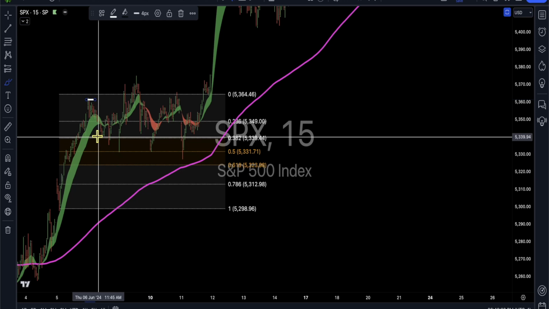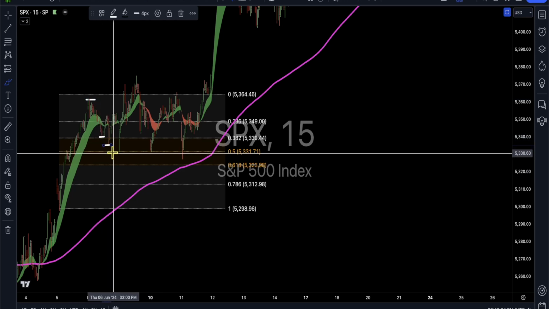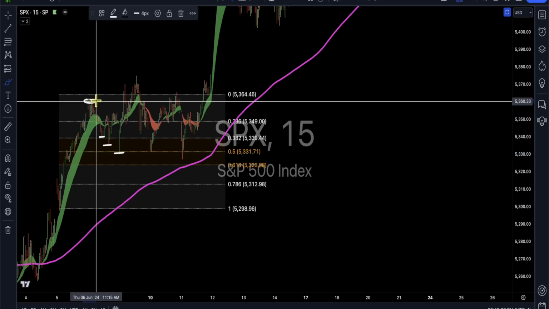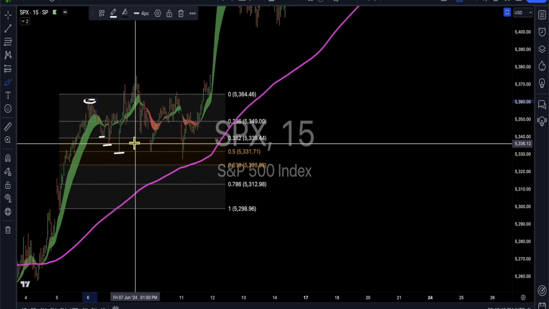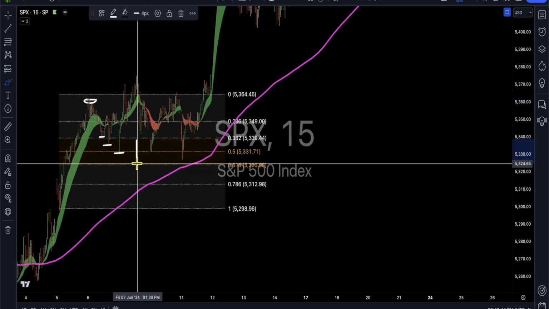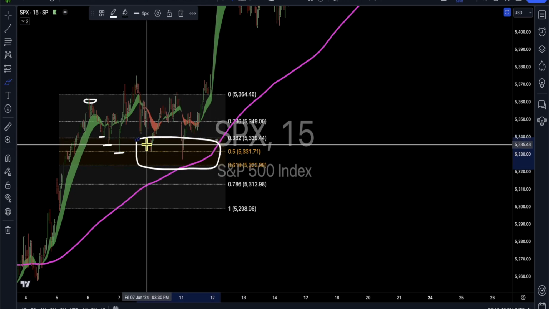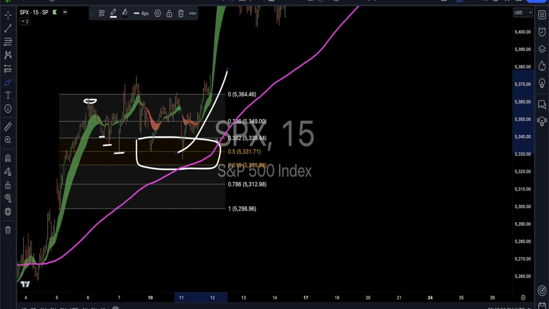You see now we have a lower low, lower low, lower low. So that tells me this was the top. And that's where I'm going to install my Fibonacci. My expectation is that they come back down into this golden zone, which they did. And then after that, they take off to the races again.